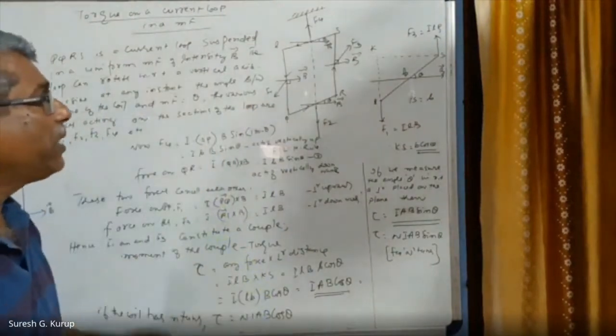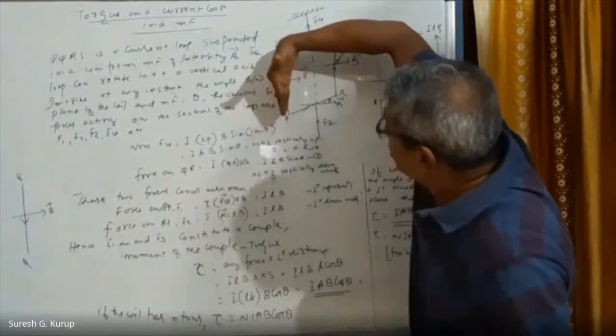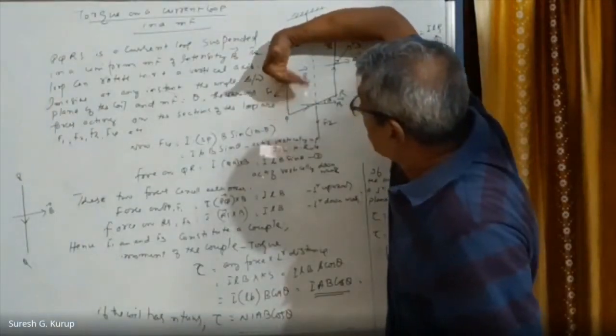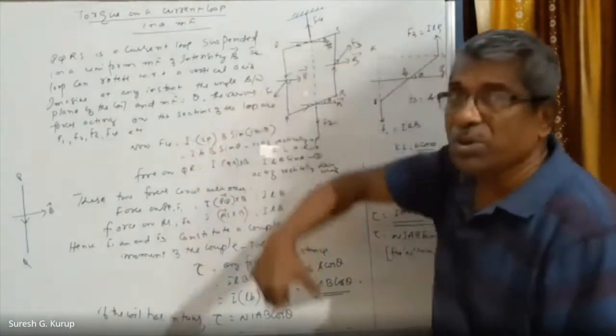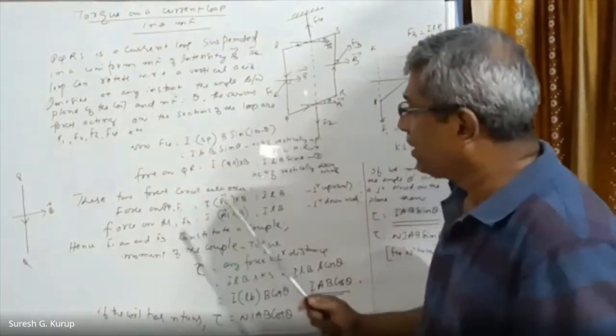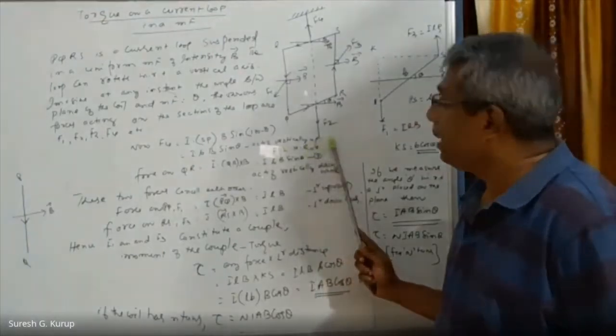Why is it acting in the upward direction? You can say this: the right hand is kept like this in the direction of the current. If it is bent, that will show the magnetic field. Then the thumb will show the direction of the force acting on that. Right. So we say that. This is in the vertically upward direction.